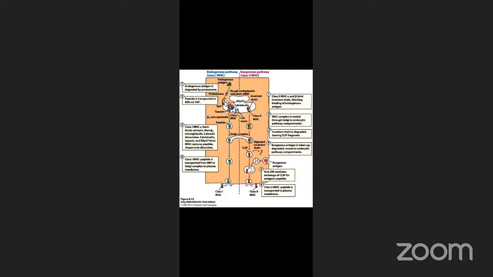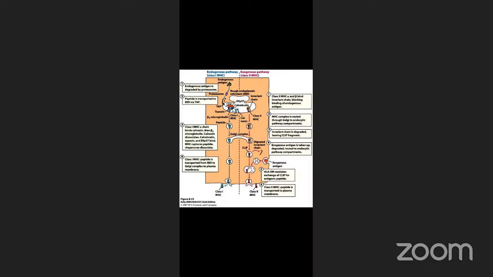This is what exactly happens in the presentation of endogenous antigen. First of all, the endogenous antigen comes into the cell. Antigens are processed by the proteasomes, and in the rough endoplasmic reticulum it connects with the MHC molecule, and this MHC molecule, along with the antigen, is secreted to the Golgi complex. The Golgi complex receives the complex of antigen and MHC molecule, and it is secreted to the plasma membrane. This is the simple pathway.